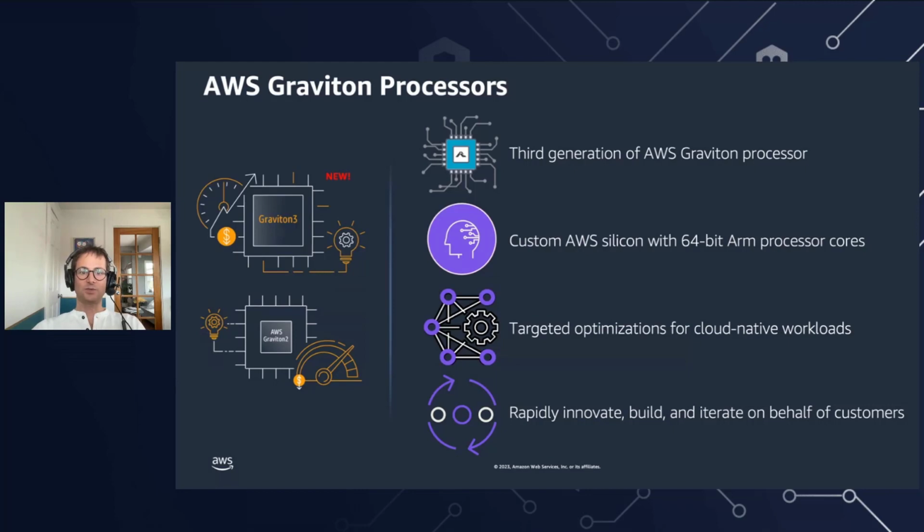Those processors have been targetedly optimized for cloud-native workloads, which means that we have ensured that they're finding the right balance between the performance, the cost, and the energy efficiency. Overall, building our own processors at AWS is a long-term initiative that allows us to innovate, build, and iterate more rapidly on behalf of our customers, with things such as getting feedback on the kind of applications our customers are running and the kind of performance improvement that we can do at the processor level to make them faster.